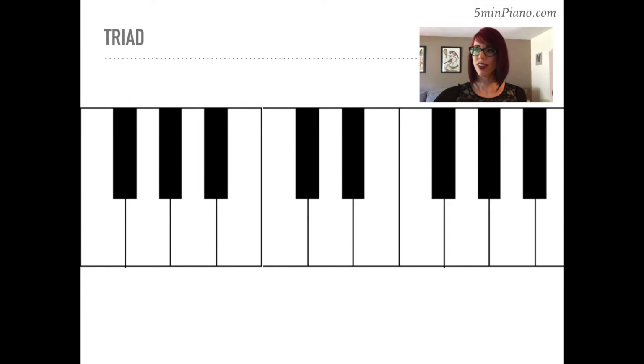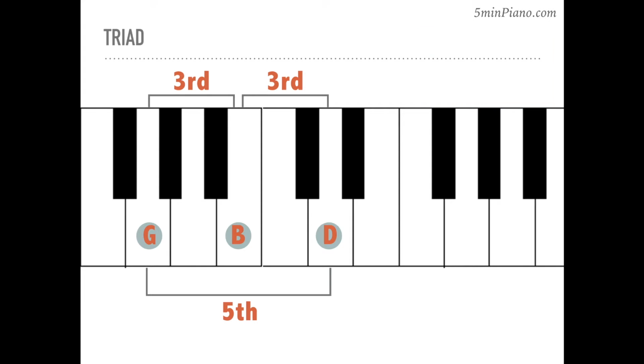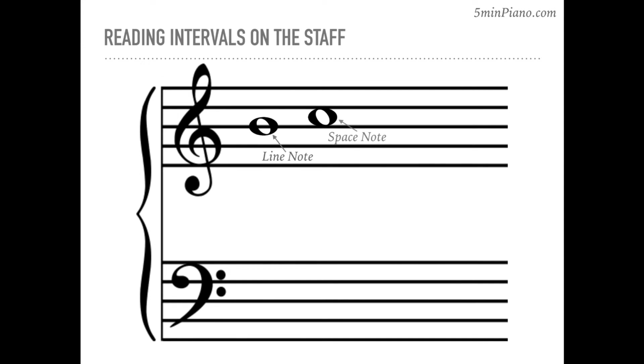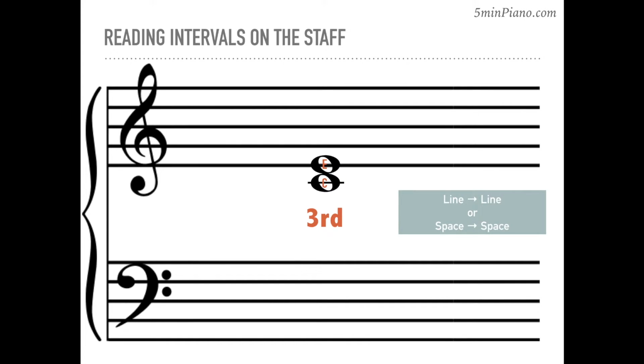Let's try another one. Start on G, build a third above that, G triad. Remember from our first video, we learned about line notes and space notes. We're going to use this knowledge to identify different intervals on the staff. A C to a D is a second. Notice C is a line note and D is a space note. C to E is a third, and those are both line notes. C to F is a fourth, line note to space note.